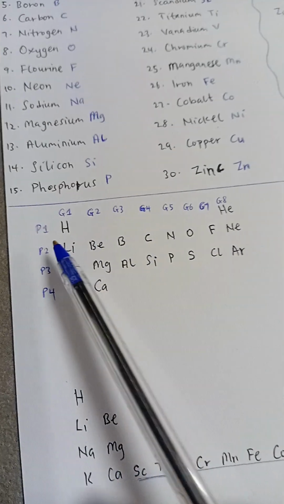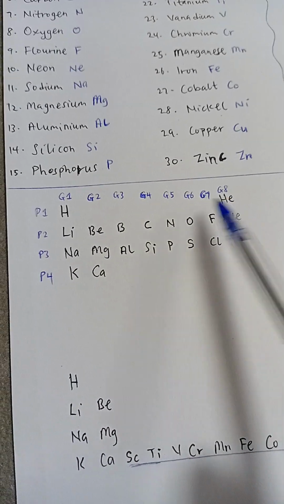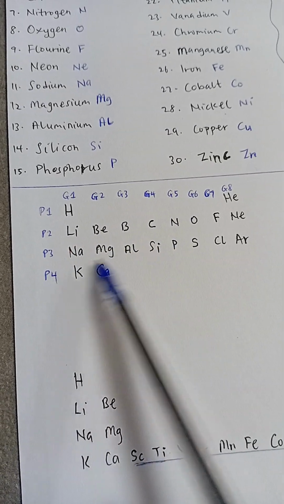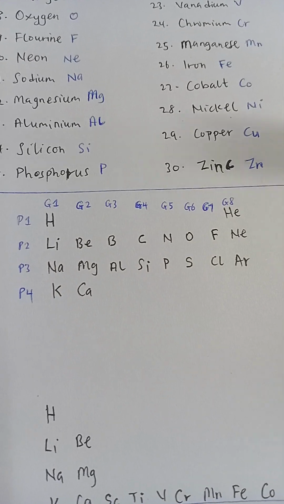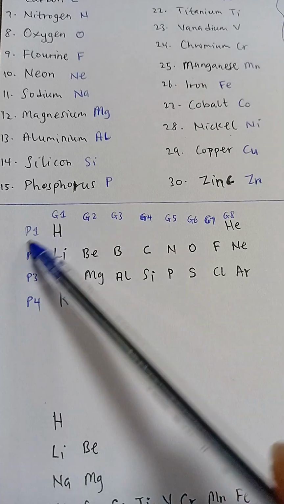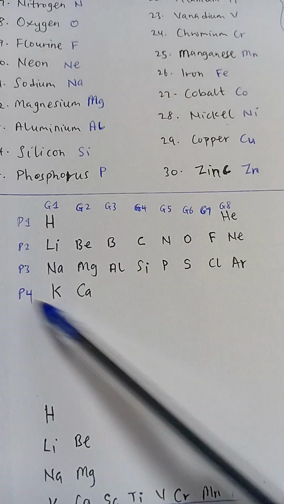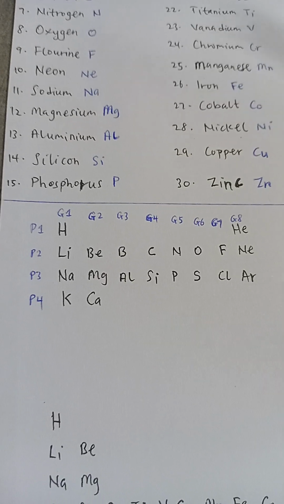Now the rows are called periods. So period 1, we can only find hydrogen and helium there. We have period 2, period 3, and period 4. So these are the first 20 elements. So you have to know this particular one. You should be able to know this off head, and it will help you a lot.